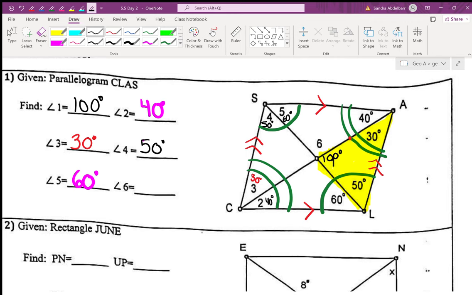And now for angle 6, you can do another triangle. Do you all see this green triangle I highlighted? You can do that and say, okay, well, a triangle has to add up to 180. Or, a little bit quicker, what's the relationship between angle 6 and angle 1? They're supplements, right? They make that straight angle. So either way, what do we get? That angle 6 has to be 80 degrees. You got it.